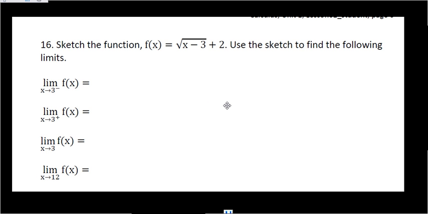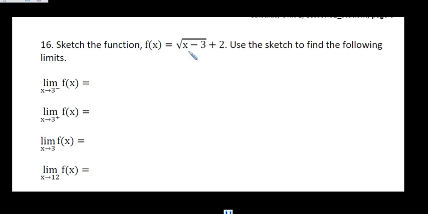Alright, let's take a look at number 16. They've given us a function and they want us to sketch it so that we can find the limits graphically. So let's take a look at this and see if we can make some sense out of it.